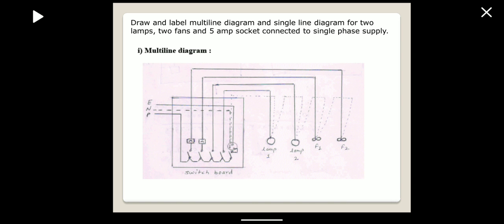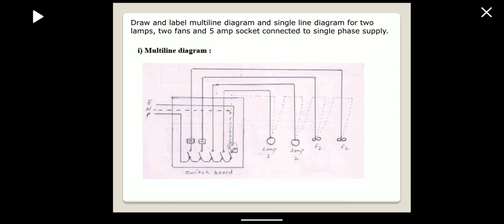Then multi-line diagrams. Draw and label the multi-line diagram and single line diagram for two lamps, two fans and a 5 ampere socket connected to the single phase supply. This question is asked in the exam. So first draw the multi-line diagram.